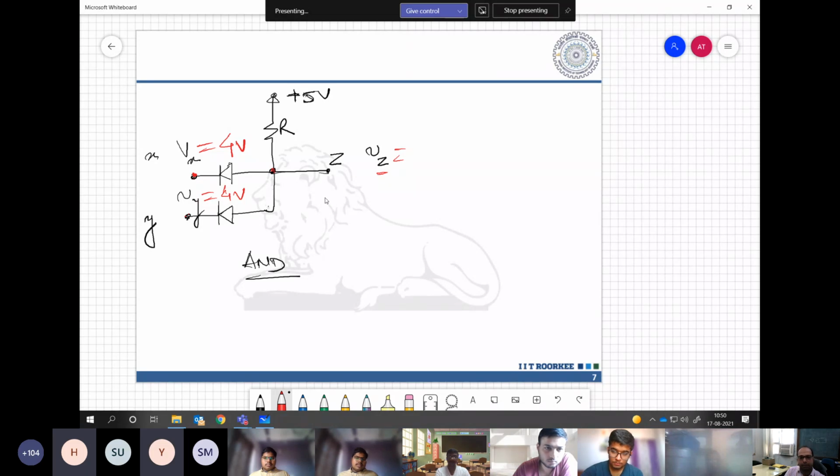Sir, are both diodes reverse biased? Both diodes, at ideal, sir. So we are considering both diodes as ideal. We can take practical diodes also. The output is 5 volts, there is no problem in that. Both the diodes are reverse biased. So because of 5 volts, the voltage of Z will be somewhere between 4 and 5. How much will it be?